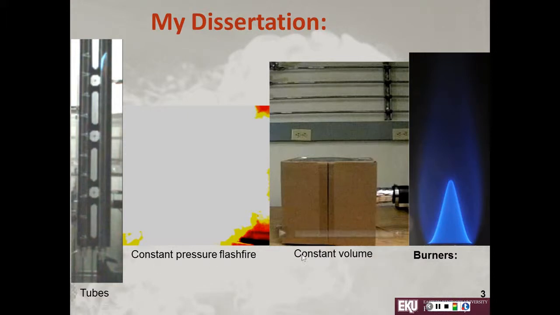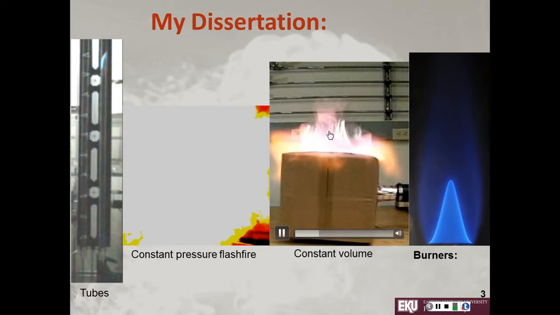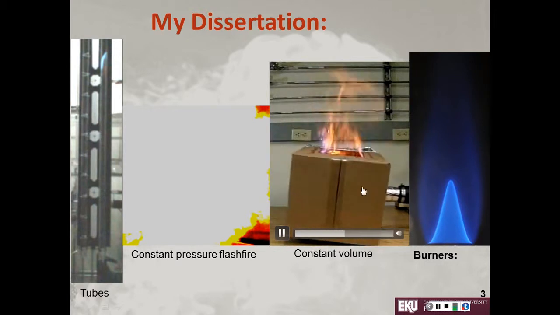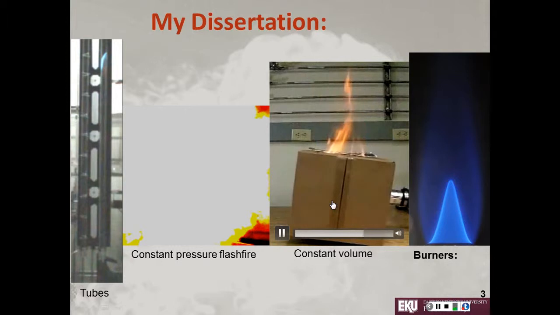You can also do a constant volume fire or explosion, where you have a flammable mixture inside of a closed container, and then you ignite it and watch the pressure wave rise inside of the container. So this is a box that actually has a burst disc, and so we can see the box expand and then the burst disc pop. So if we were measuring the pressure inside of this, we could relate that pressure to a burning velocity somehow.